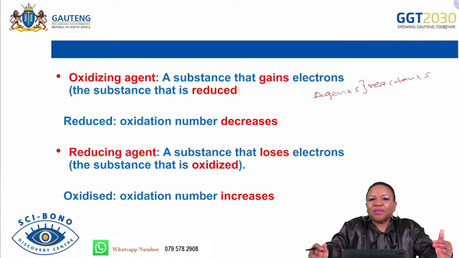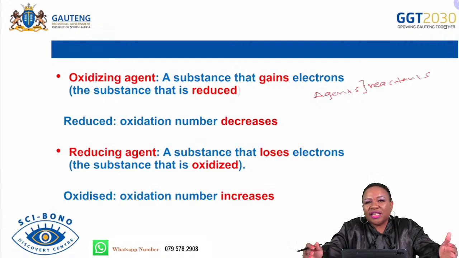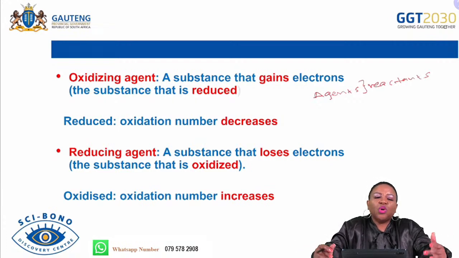Therefore, what is the substance that is causing oxidation? Definitely, a substance that will cause oxidation will not undergo oxidation itself, but will cause the other substance to undergo oxidation. Therefore, for me to undergo oxidation, I am caused by an oxidizing agent. So what is an oxidizing agent? It's an agent that causes oxidation.